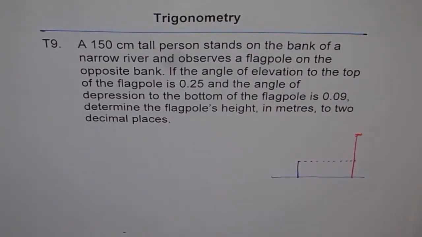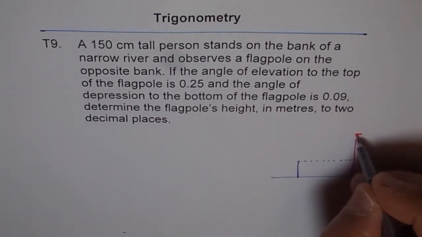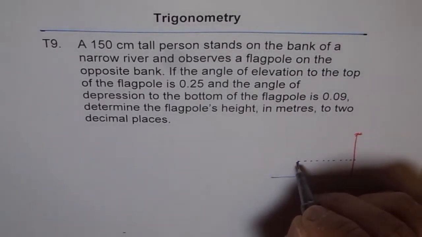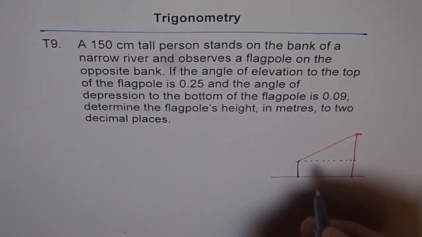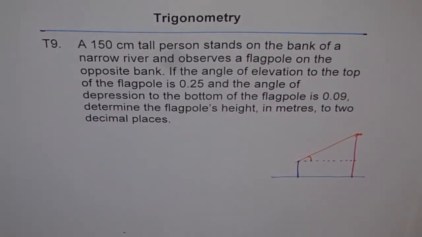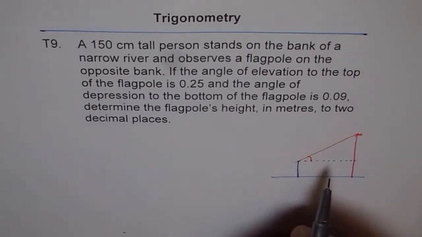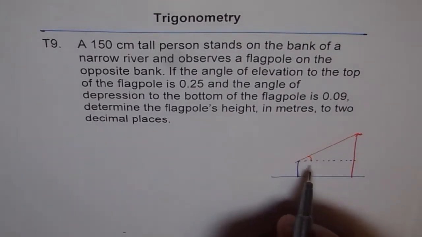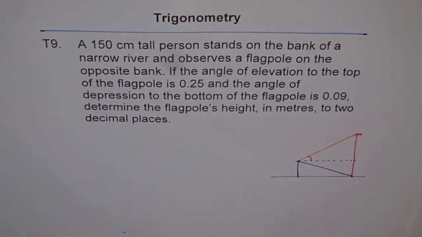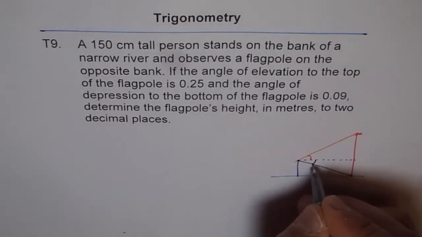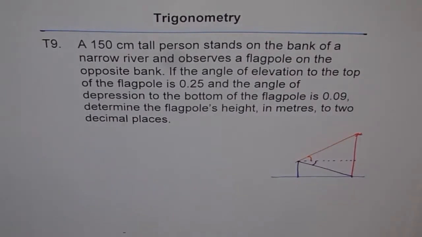Now from here we'll have the angle of elevation, that is the angle the eyesight makes with the top, and we will have the angle of depression, which will be from here to the foot. So we'll connect these two like this. So that becomes the angle of depression. So that is how we'll draw our sketch.